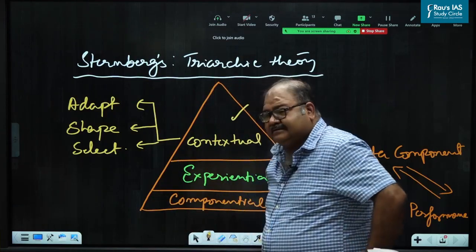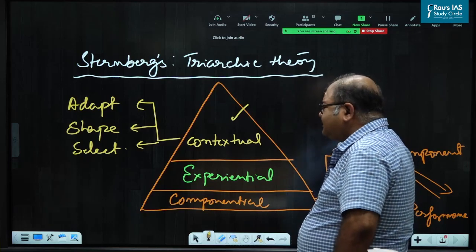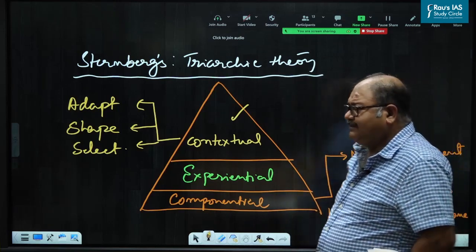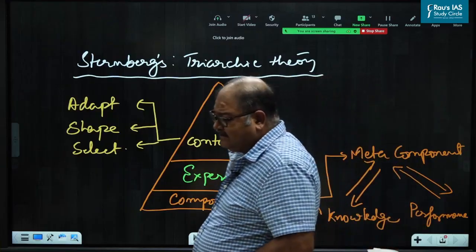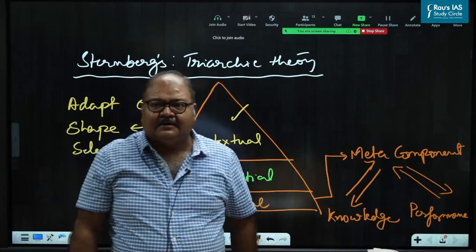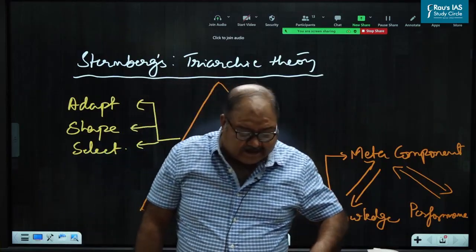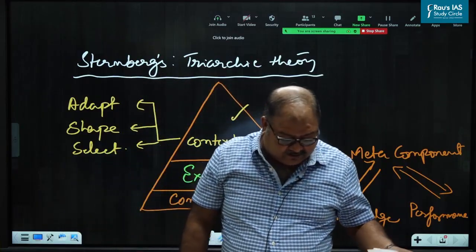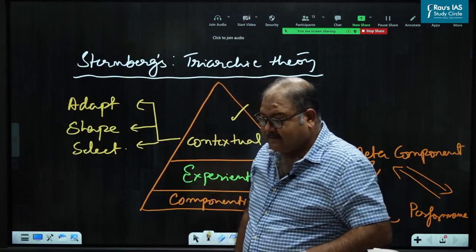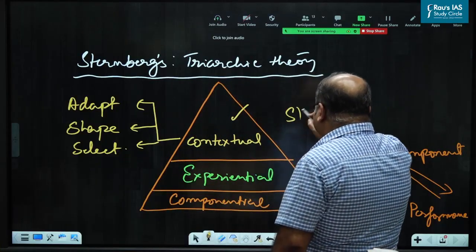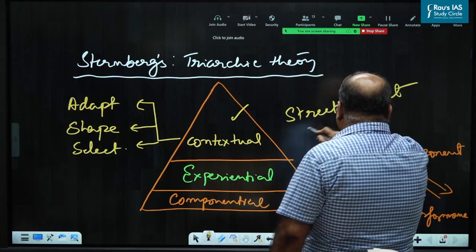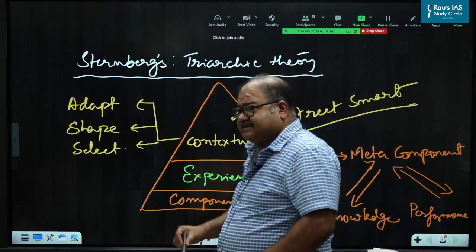Contextual intelligence is the ability to act intelligently in the situation or the context. It makes a person street smart.